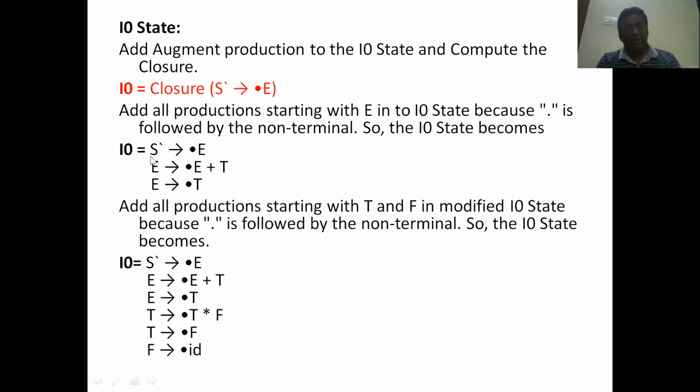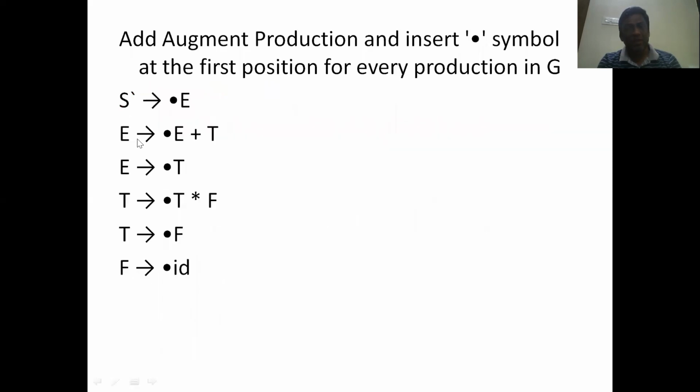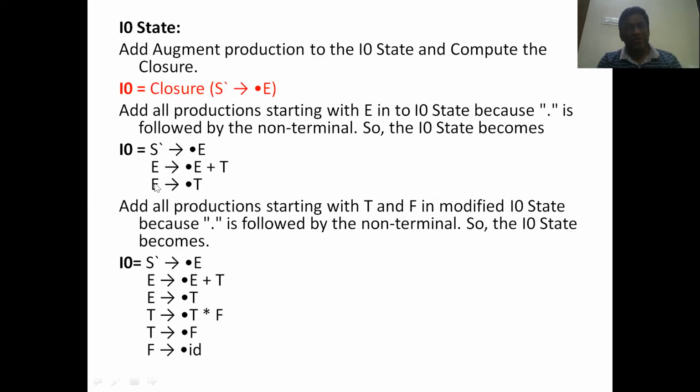What does this mean? S dash implies dot E, and because there is a variable after the dot, you need to add the productions of capital E also. So what are the productions of capital E? We have two productions, E implies dot E plus T and E implies dot T. So we added these two.